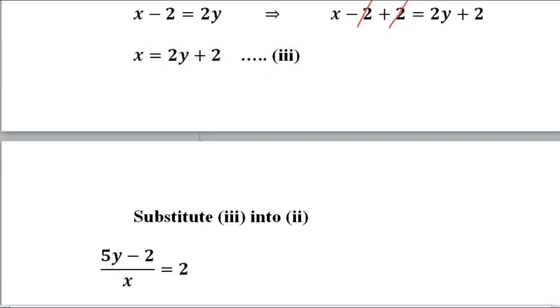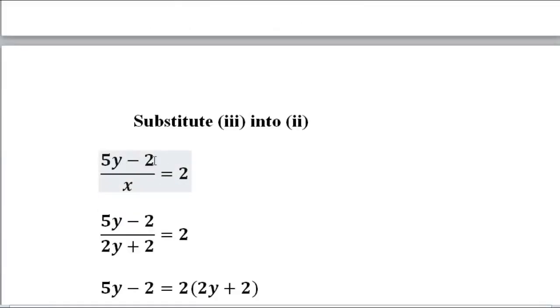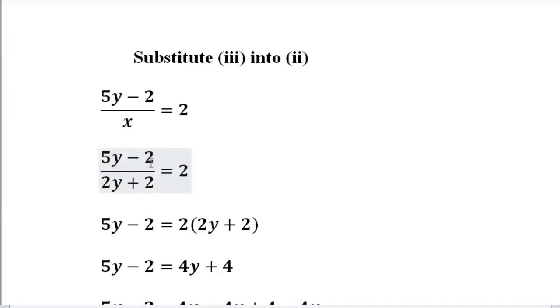Now, I'll substitute equation 3 into equation 2, because we are solving the system of linear equations by the substitution method. So, equation 2, (5y minus 2) upon x equals 2, becomes (5y minus 2) upon (2y plus 2) equals 2.